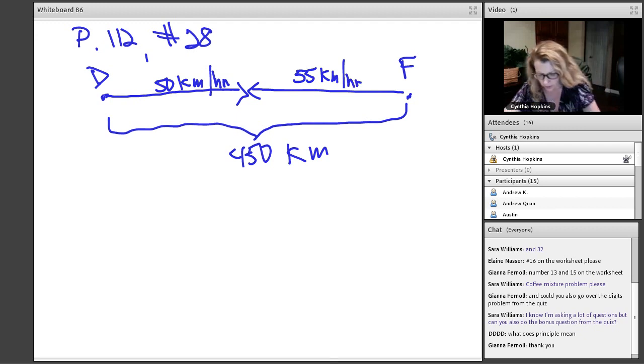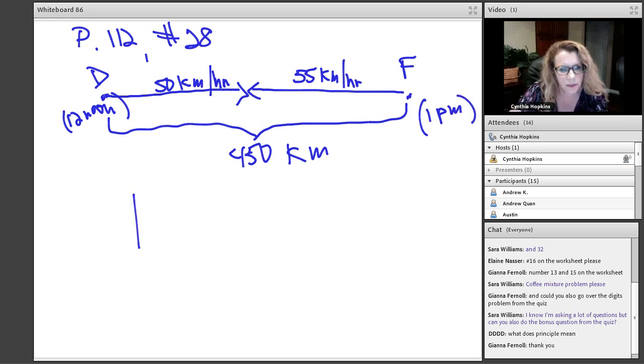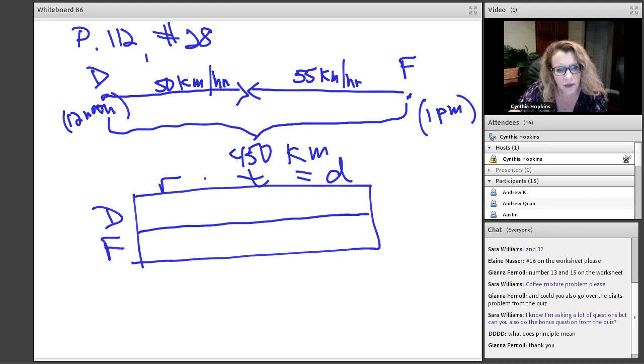Now in number 28, they say, suppose that Dan leaves at 12 noon. So over here, I'm going to put 12 noon, and Fran leaves at 1 p.m. This is obviously a distance problem, so I'm going to make my chart. The equation that goes up at the top is rate times time equals distance. I'm going to put D for Dan, F for Fran. We know Dan is going 50 kilometers per hour. Fran is 55. And now let's talk about time.